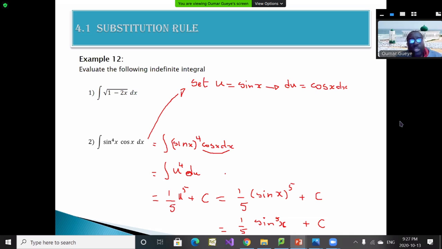No, because the meaning of this is, I'm calculating the integral with respect to u. That is the meaning, and you find the antiderivative of u to the power 5. This is a notation. Okay, it's like when I ask you, for example, to calculate the derivative.